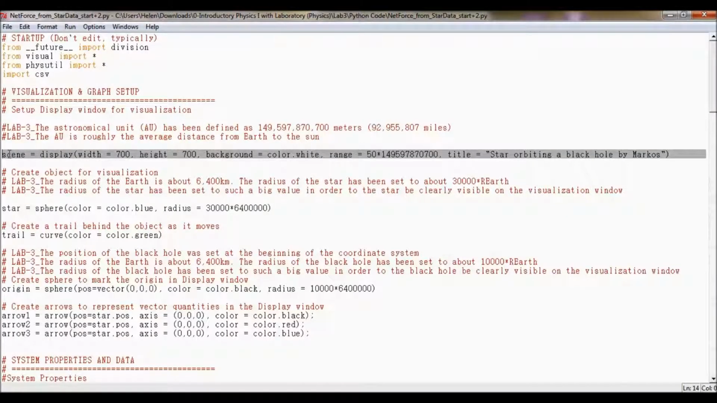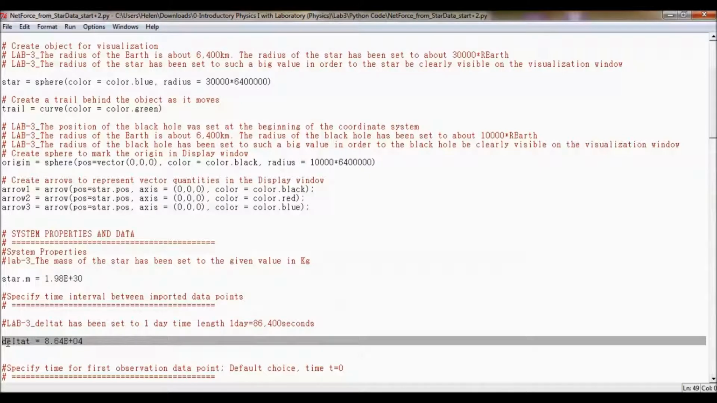The range of the visualization window was set in relation to the astronomical unit, which is roughly the average distance from Earth to the Sun, and it was set big enough so that it displays the whole motion of the star as well as the vectors representing the gravitational force. I specified the time interval between the sequential imported data points to be 86,400 seconds, which is equal to 1 day length.